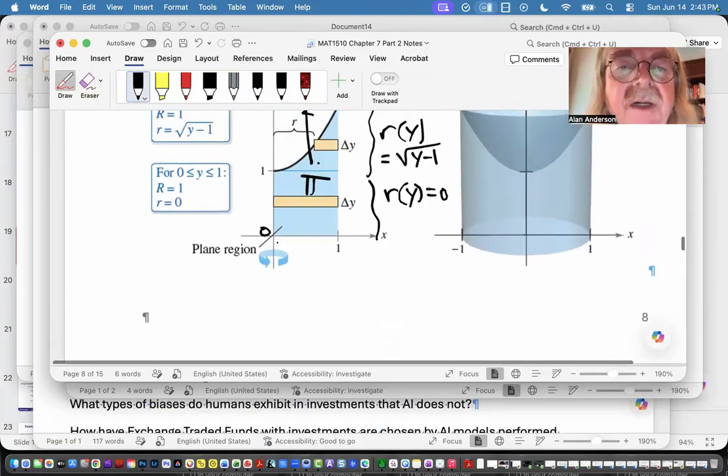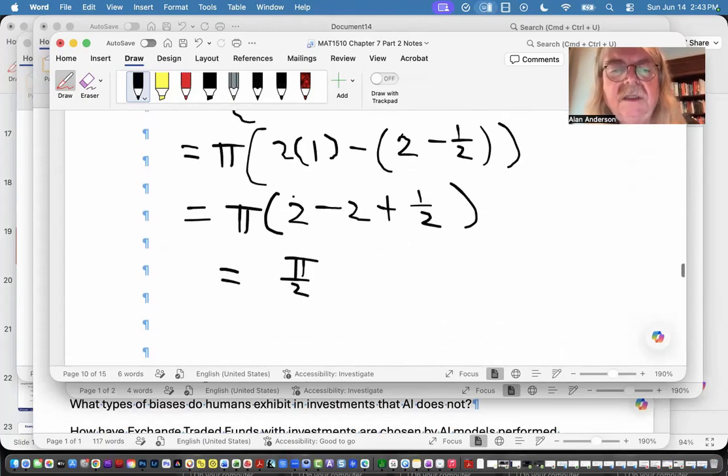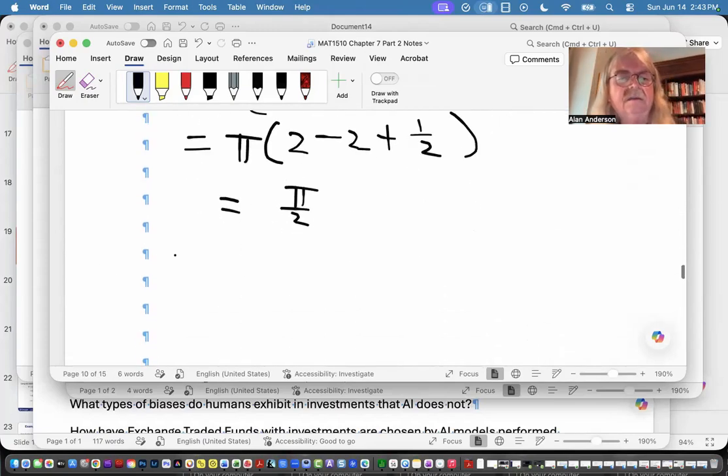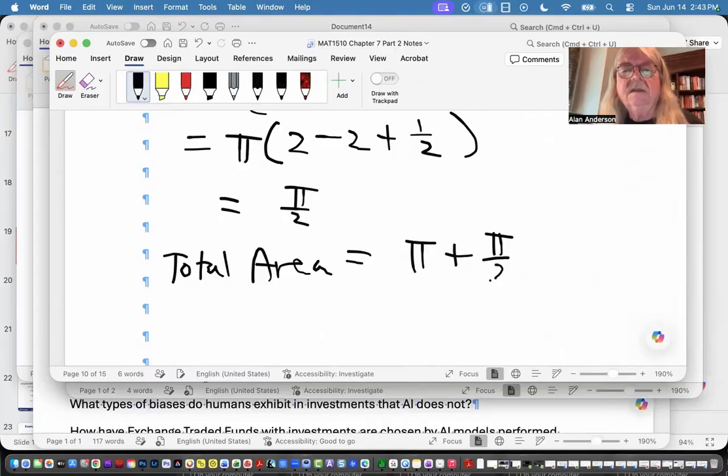So now we just add them up. The total area would therefore be pi plus pi over 2. And that's, of course, just 3 halves pi.